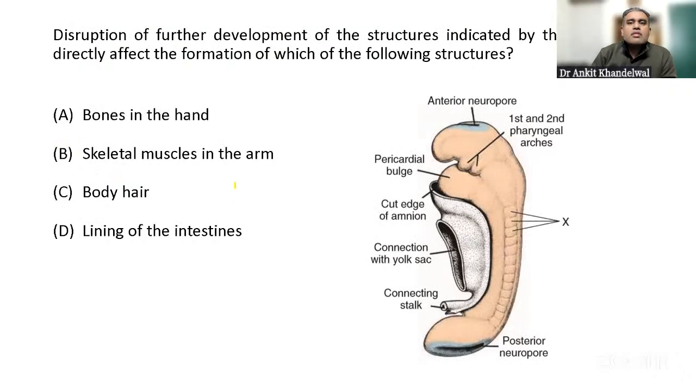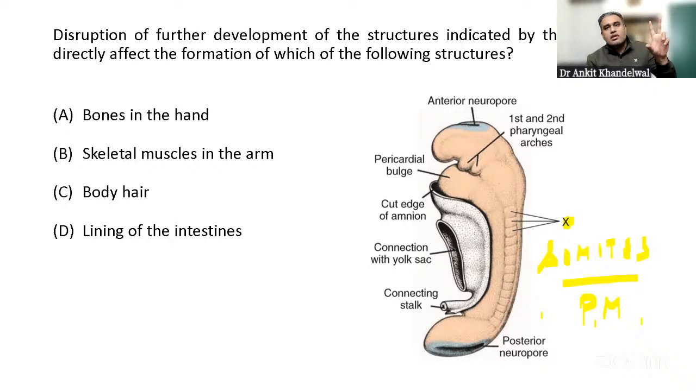Okay, let us see one more. Disruption of the further development of the structures indicated by the X, it's an image-based question, could directly affect the formation of which of the following structures? So what are these X over here? Well, we have seen a couple of images. What are these blocks over here? They are the somites, and somites are paraxial mesoderm. I'm writing PM, paraxial mesoderm. And you should know what they give rise to: sclerotome, dermomyotome. Which skeleton? Axial skeleton. Which myotome? A lot of muscles of the trunk and limbs. And dermatome, mainly of the dorsal body wall.